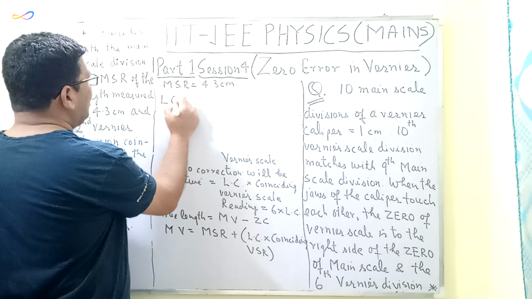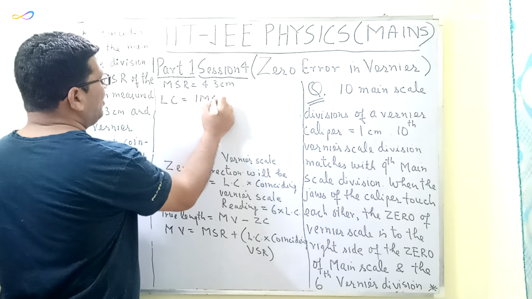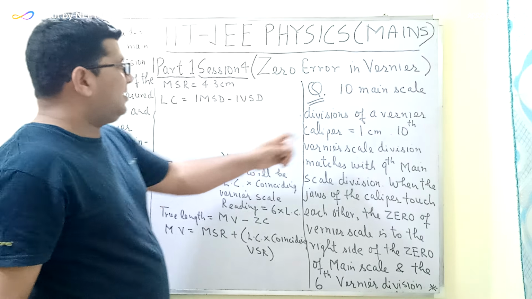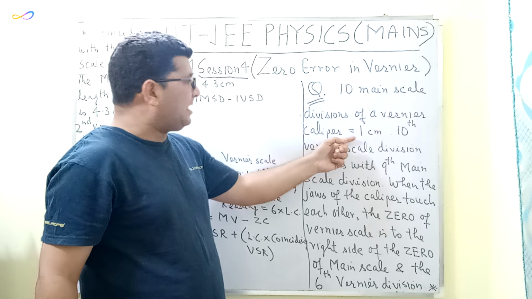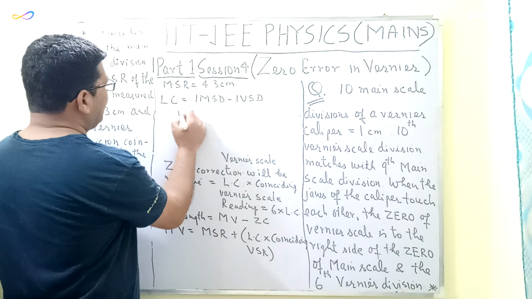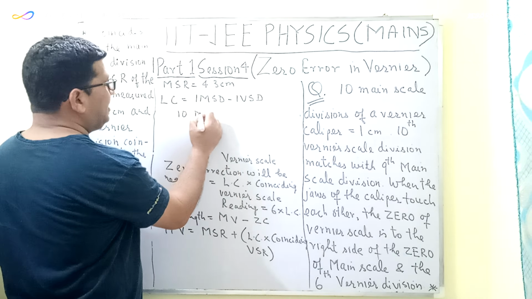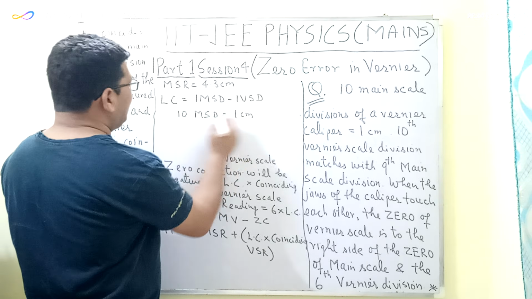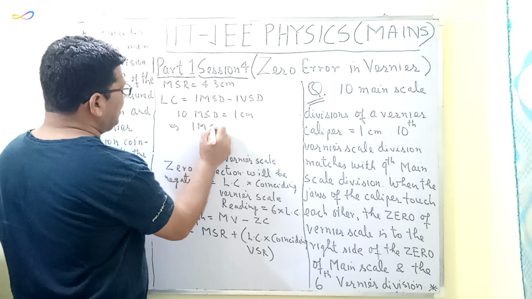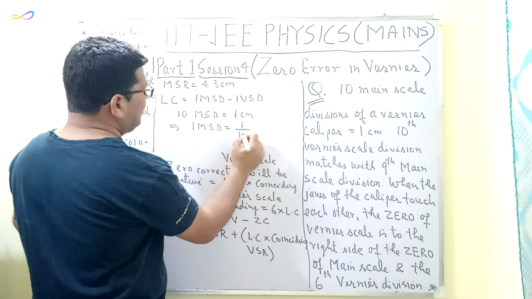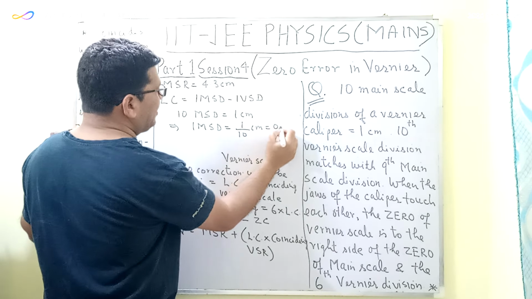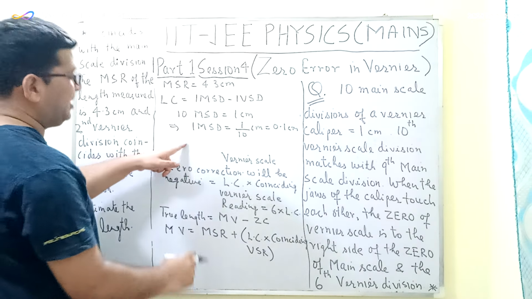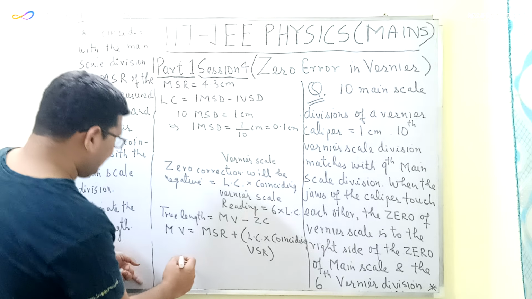Now the least count of the vernier caliper is equal to 1 main scale division minus 1 vernier scale division. Now here 10 main scale divisions of the vernier caliper is equal to 1 centimeter. That is, 10 main scale divisions is equal to 1 centimeter. So it implies that 1 main scale division will be equal to 1 by 10 centimeter, or this is equal to 0.1 centimeter. Okay, so the value of this main scale division, I will be just writing it here.